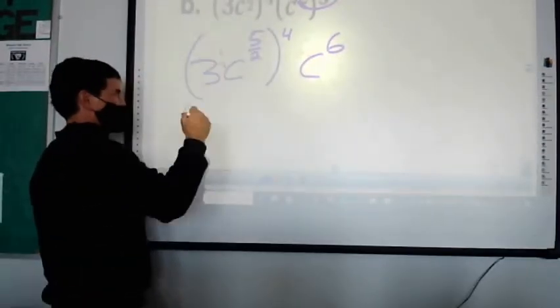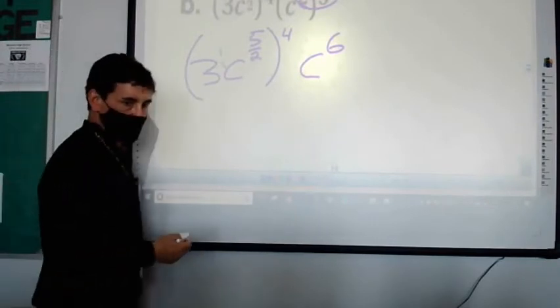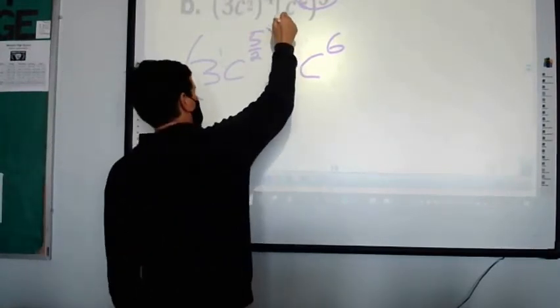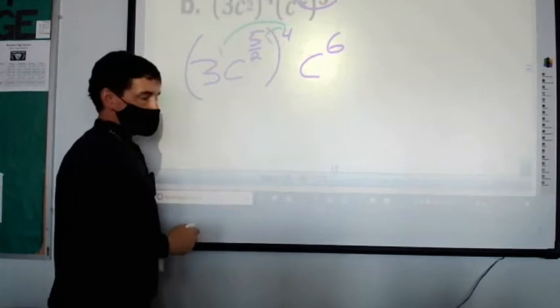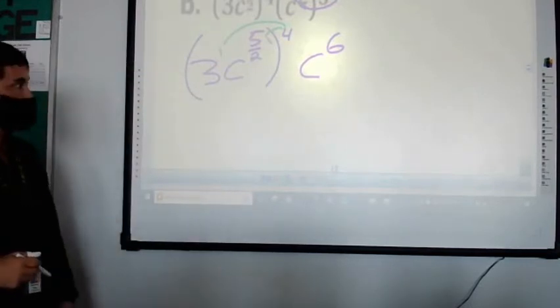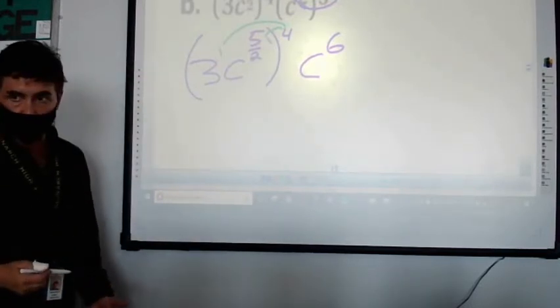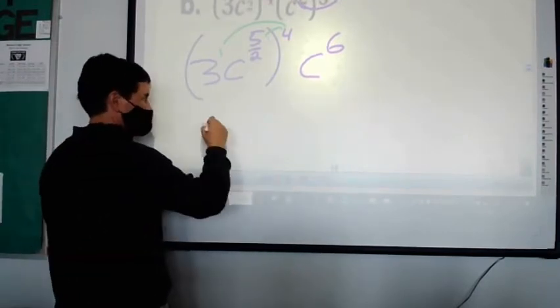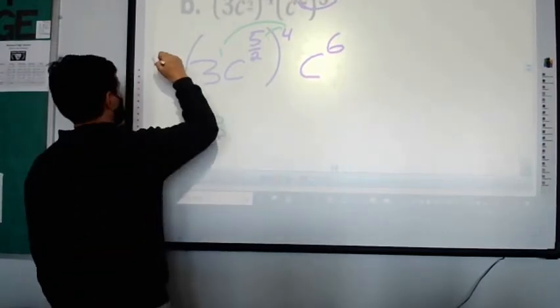And put the little 1 on the 3 to remember to multiply. That's why I have you guys do that. So we're going to distribute that 4 to both parts within the parenthesis. So we have 3 to the 4th power. You should already know that's 81 because we just did it.